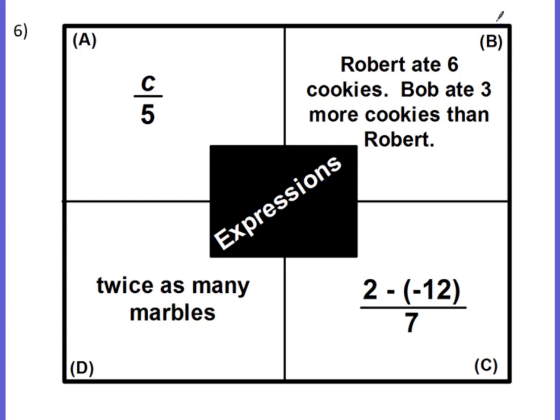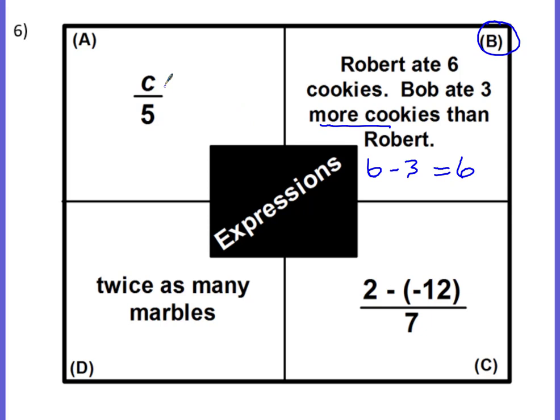Okay, the correct answer is B. Robert ate 6 cookies. Bob ate 3 more cookies than Robert. Although we don't know how many cookies Bob ate, we know that Robert ate 6, so that's going to equal 6. Then all you have to do is take Bob's amount, B, and subtract the 3, since Bob ate 3 more cookies, and you would get the 6.